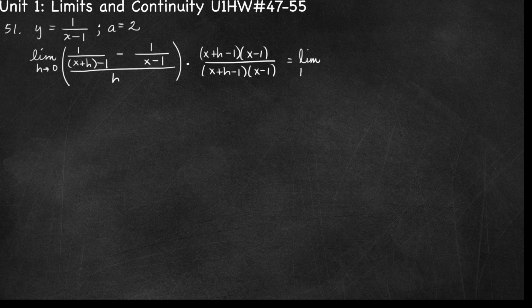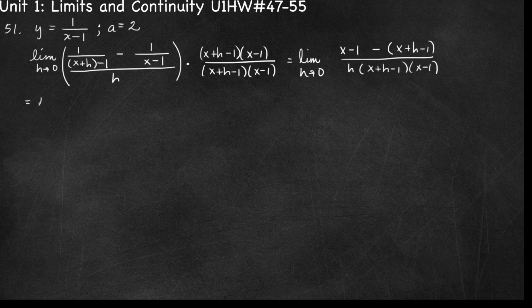And that's going to give me the limit as h approaches 0. So when I distribute to that first term, the x plus h minus 1's cancel out, and I'm just left with x minus 1. Minus. And then when I distribute to the next part, the x minus 1's cancel out, and I'm left with x plus h minus 1. Over that big denominator, h times x plus h minus 1 times x minus 1.